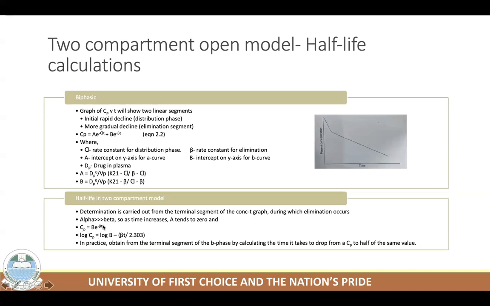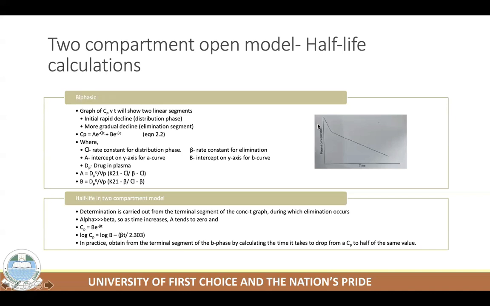So what you want to do is take the natural log of this equation, and then you have log of the concentration of plasma is equal to the log of the concentration of B, or the intercept on the y-axis for the B phase, minus, of course, beta times time divided by 2.303. Like I said, this is the calculation method.